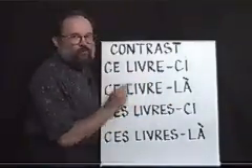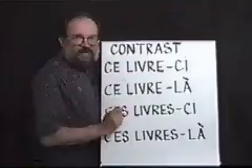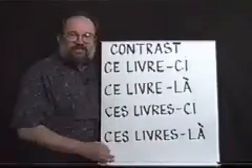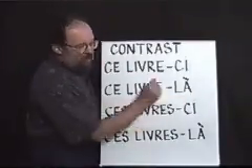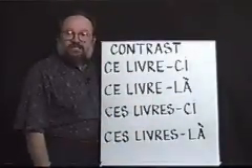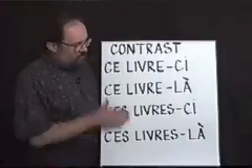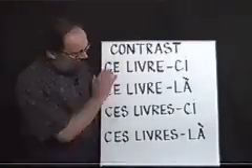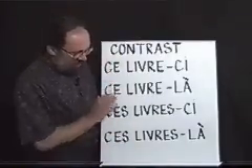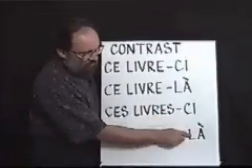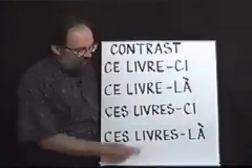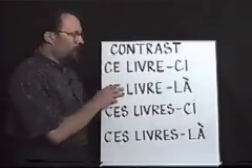So you see, the way to remember this is, in ci you have the vowel I, just like you have in this. In là you have the vowel A, the same that you have in that. In the plural, obviously they correspond: this, these, that, those. And you notice that you don't need to add an S to ci and là, only to the noun.